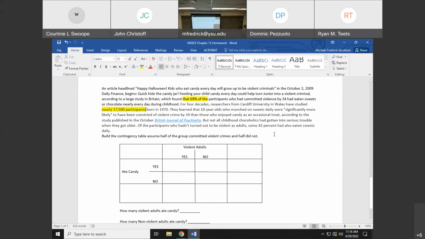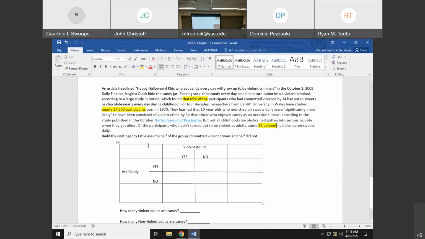You can even find it online. There's a lot of studies that talk about it. There's even a lawyer that talks about it and how he's used it in a case. Not all children chocoholics had gotten into serious trouble when they were older. Of the participants who hadn't turned out to be violent, 42% had also eaten sweets.